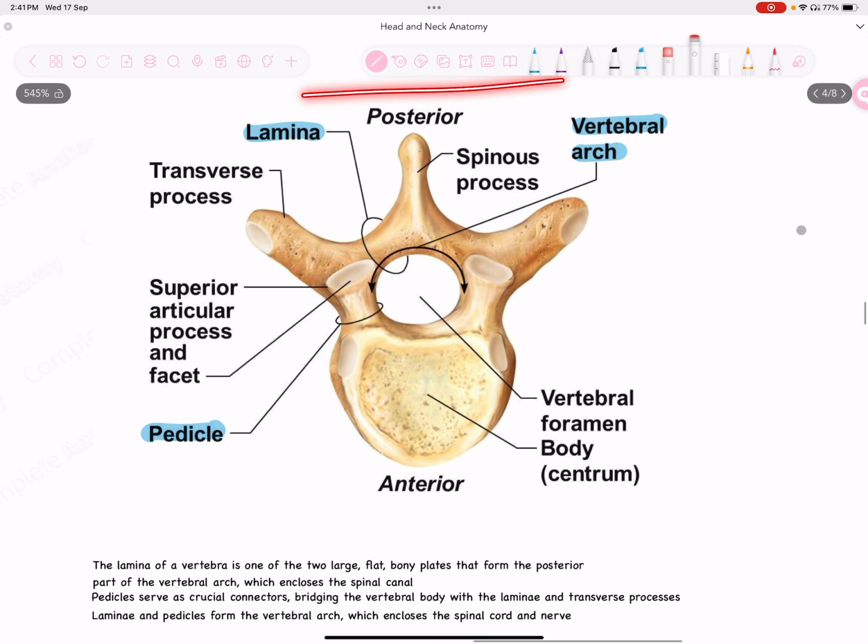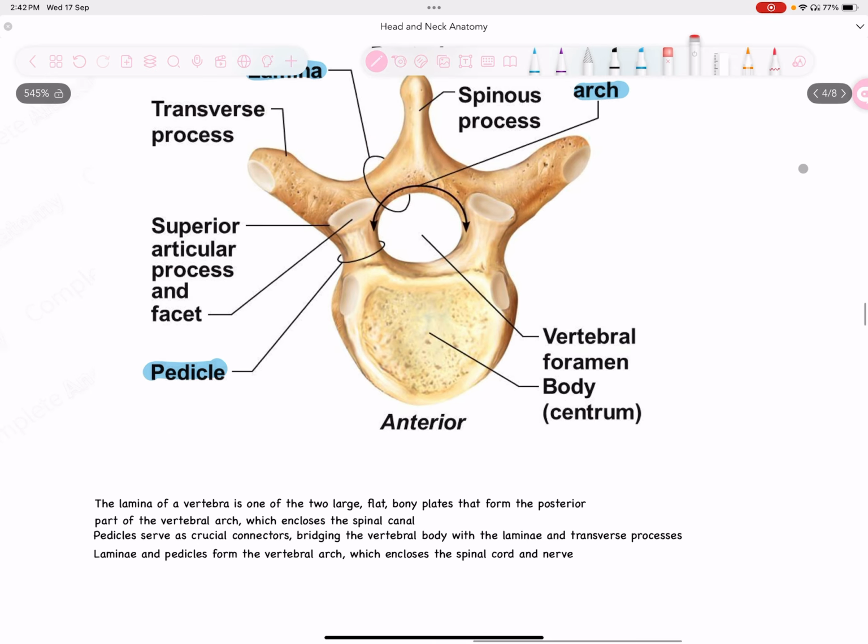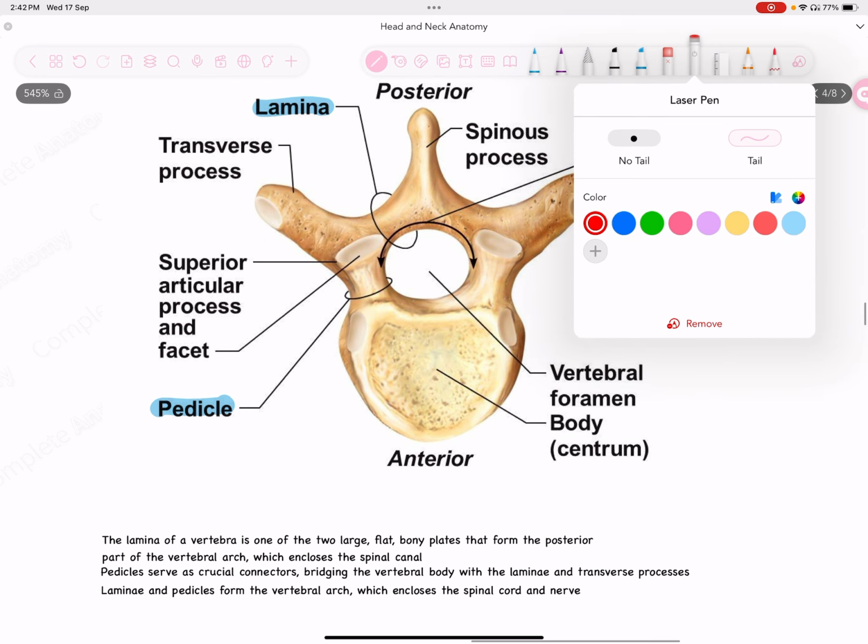Towards the posterior side, we find the lamina. So, yeah, this is lamina. And the one that's closer to the vertebral body, that's the pedicle. Now, I hope you won't get confused. It's so nicely highlighted here. So please don't get confused. Lamina is towards the posterior side. Pedicle is here.